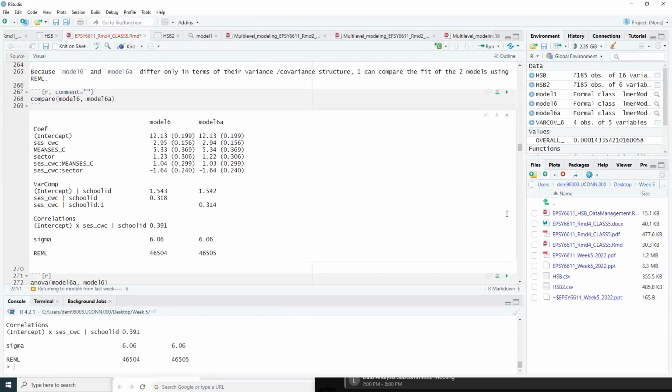And now I'm comparing two models that differ in their random effects, not their fixed effects. So it's totally fair for me. It's telling me REML, which is nice. It's reminding you these are the deviances that are computed using REML. But because we're comparing models that differ in terms of their random effects, I can compare the model fit of these two models using REML. And so now I see that the deviance is 1 point lower in the model that includes the covariance.